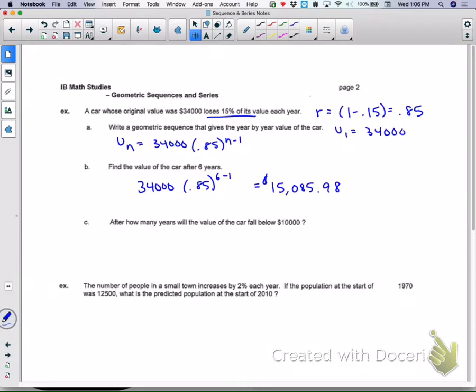Now, after how many years will the car value fall below 10,000? Okay, my ending amount is going to be 10,000. I'm starting off with that same amount here, and here's the rest of my formula. So this is going to be like the last question that we did on the front there. We're going to divide by 34,000. Now that turns out to be not such a nice number. Okay, so we're going to just leave it like that for a minute.